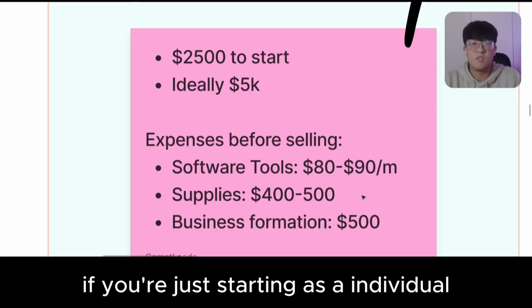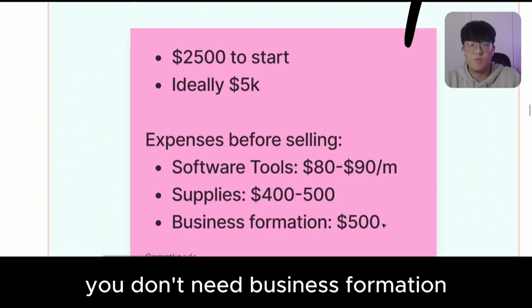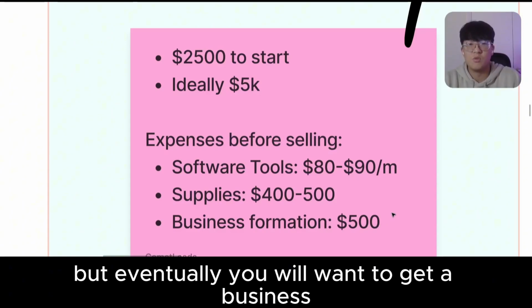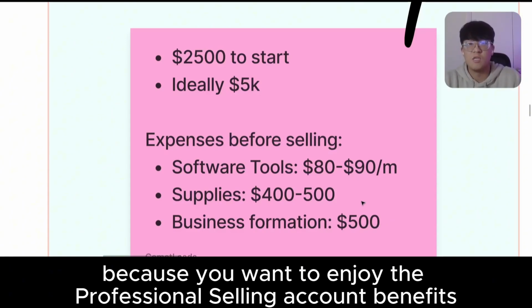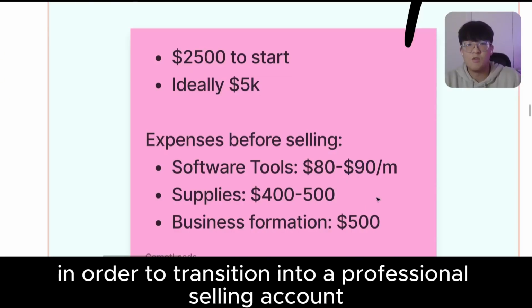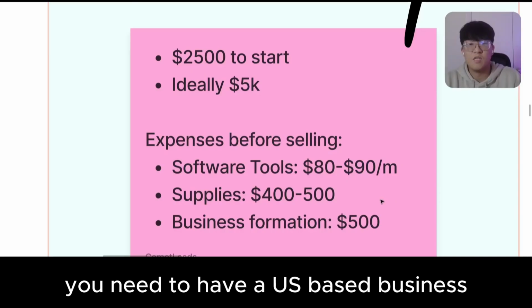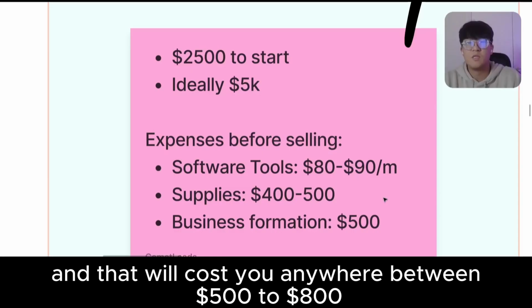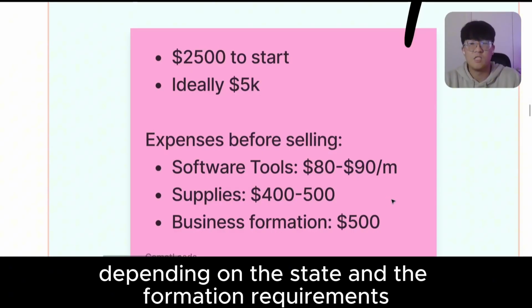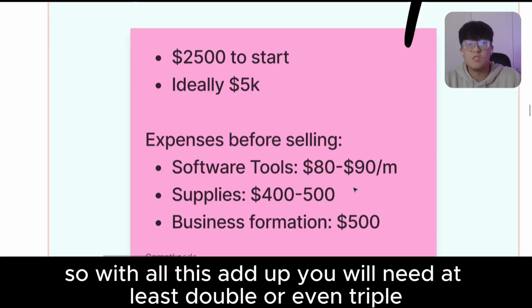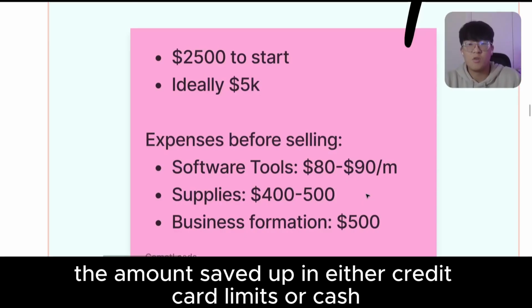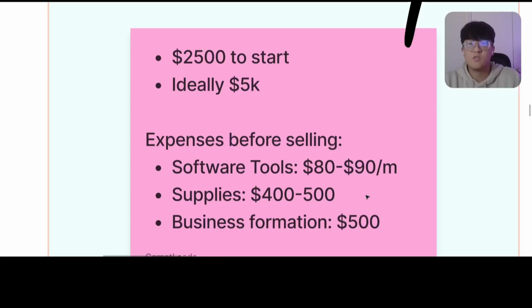If you're just starting as an individual, you don't need a business formation, but eventually you will want to get a business because you want to enjoy the professional selling account benefits. In order to transition into a professional selling account, you need to have a US-based business, and that will cost you anywhere between $500 to $800 depending on the state and the formation requirements. So with all this added up, you will need at least double or even triple the amount saved up in either credit card limits or cash to start selling on Amazon.